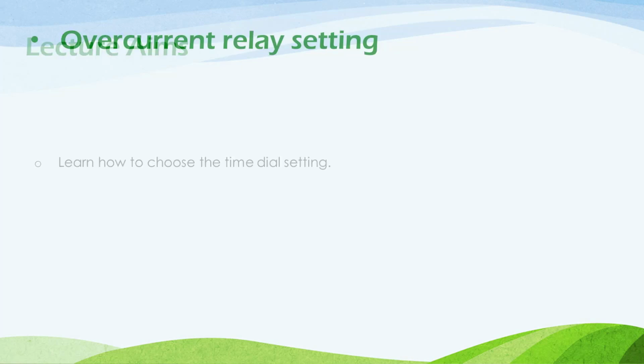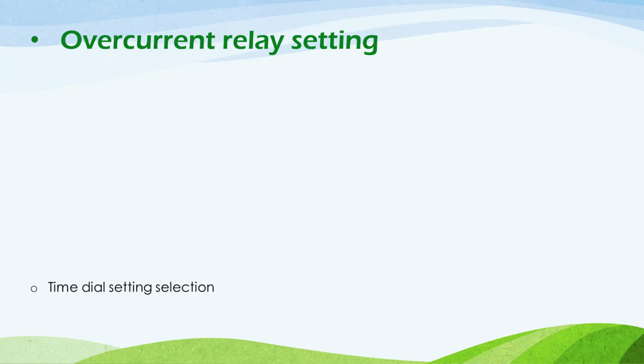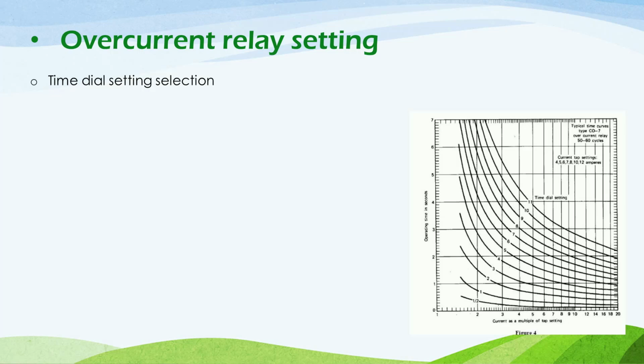So let's go ahead. First of all, if we need to revise what the time dial setting was, we say it's the relation between the current and the time by which we can select the delay time after which the relay will give the order to trip the circuit.